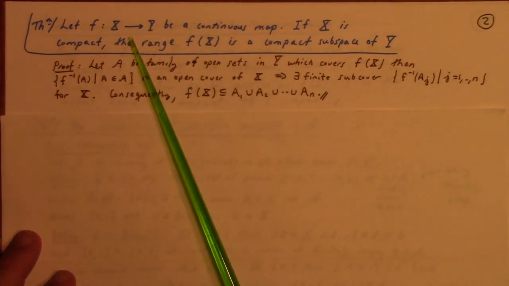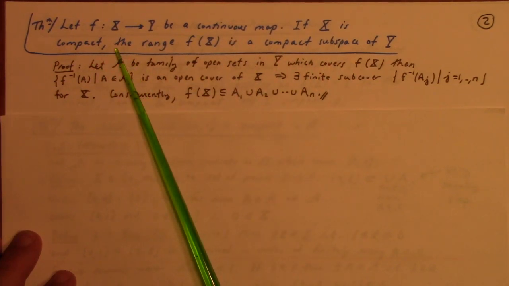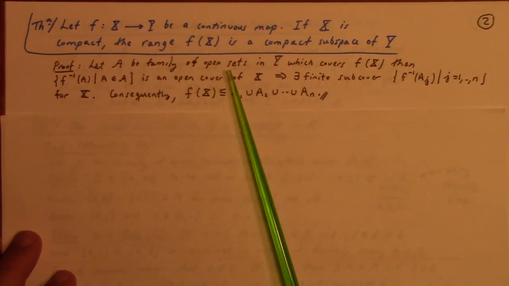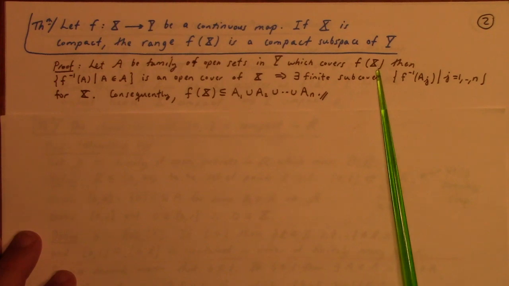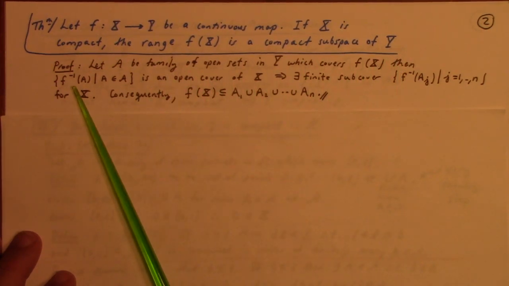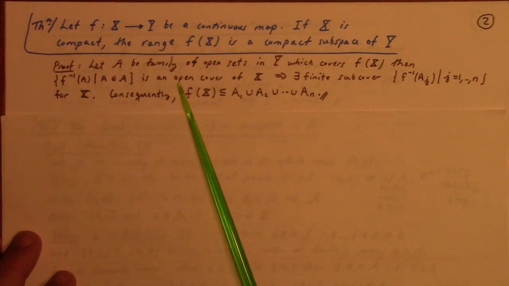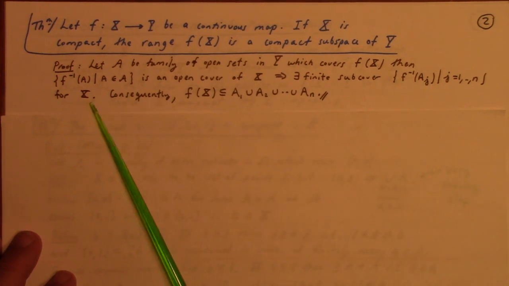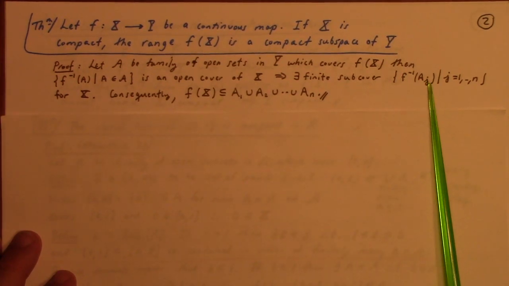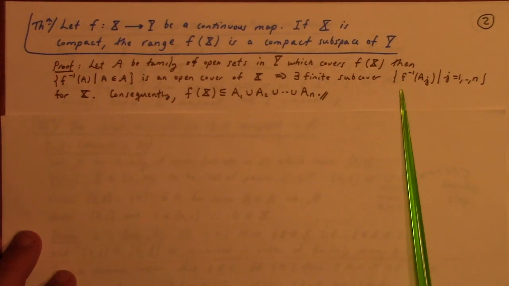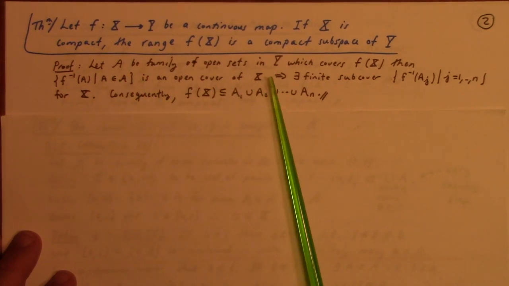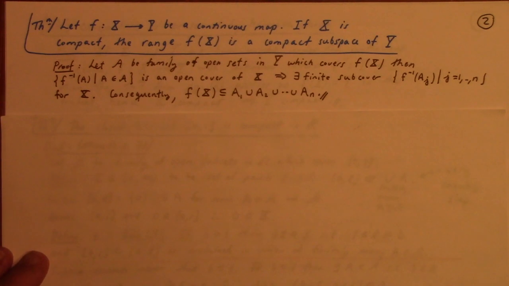So let's see here. If F is a continuous map and X is the compact domain, then the range is a compact subspace of Y. All right, so pick a family of open sets in Y which covers the range. Look at the inverse image of that cover, right? The inverse image of that cover gives you an open cover of the domain, which means by compactness of X, there's a finite subcover, and consequently, the image of that subcover, F of this, gives you a finite subcover of the original open cover in Y, which then proves that the range is compact.